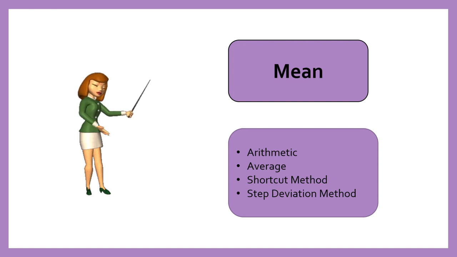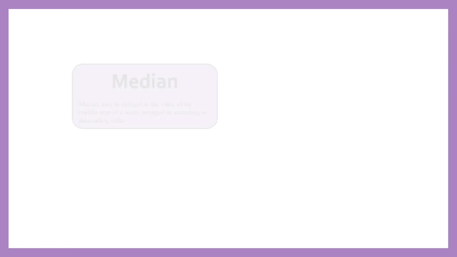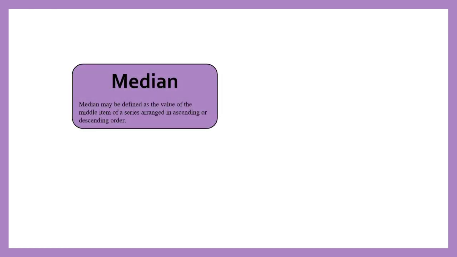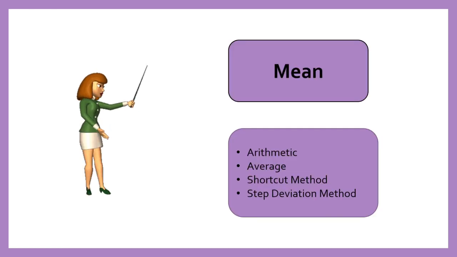Shortcut method. Under this method, a value preferably from the middle is first assumed to be the value of the arithmetic average. Then from the assumed average, the deviations of the different items of the series are found out. The average of such deviations is then added to the assumed average. The resultant figure comes out to be the value of the arithmetic average.